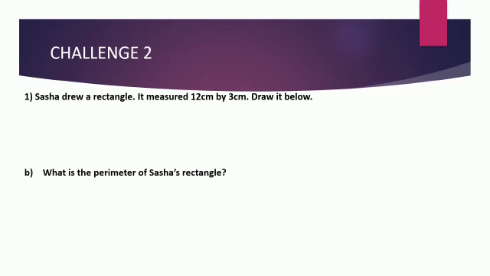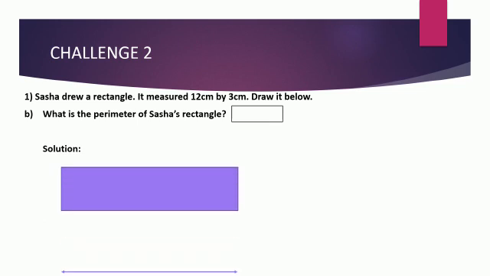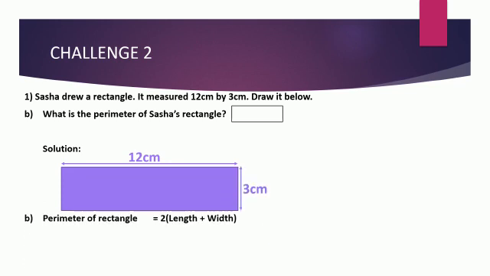In part B, we want the perimeter of this rectangle. What is the perimeter of Sasha's rectangle? We have done it already. How to find the perimeter of a rectangle? This is the rectangle that Sasha drew. So perimeter of rectangle is equal to 2 into length plus width. This is the formula to find the perimeter of a rectangle.